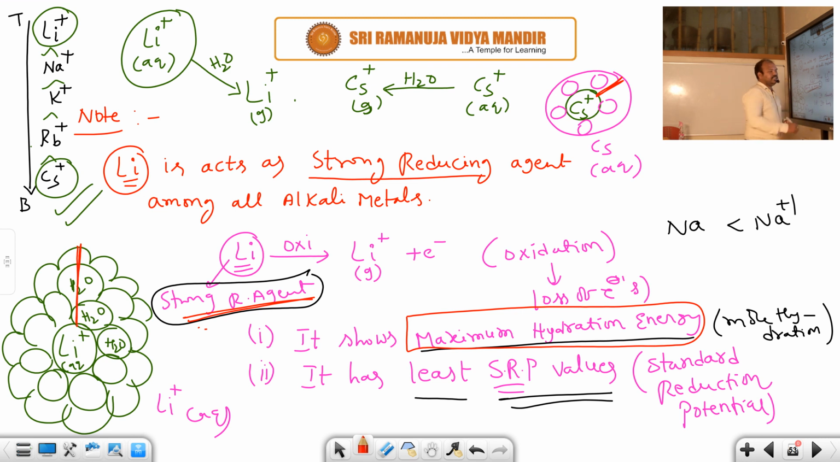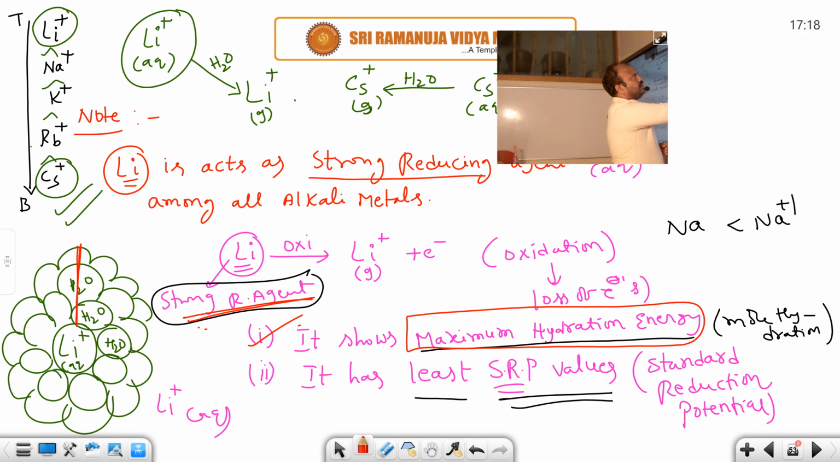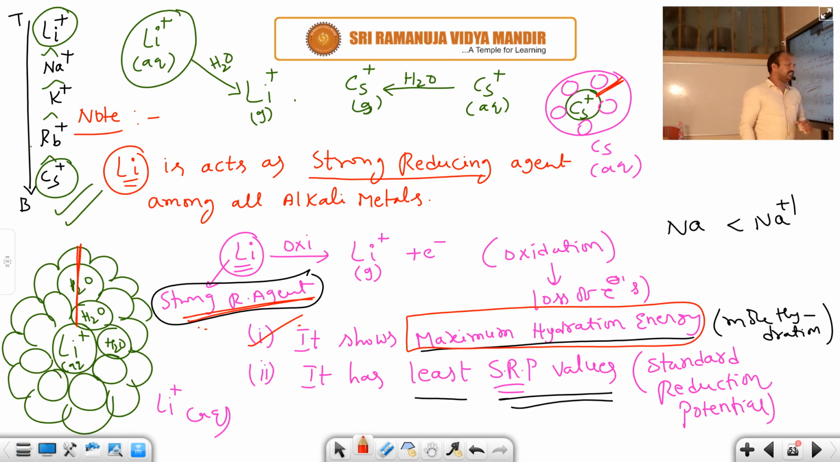Here two reasons are there. Reason number one, it shows maximum hydration energy. Which one? Lithium plus. Why does lithium metal show the highest hydration energy? Because it has a small cation size. So as the radius of the cation decreases, hydration increases, hydration energy increases, and hydrated radius also increases. And another point is, it has the least SRP value. Due to these two reasons, lithium acts as a strong reducing agent.